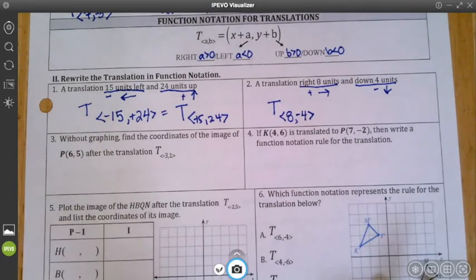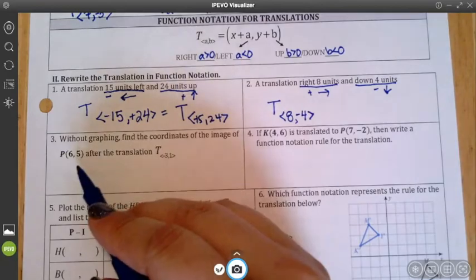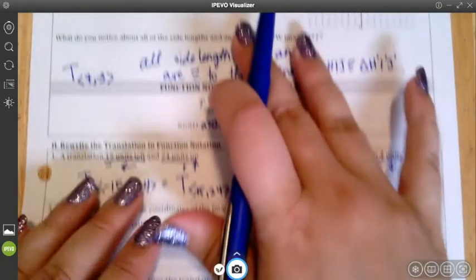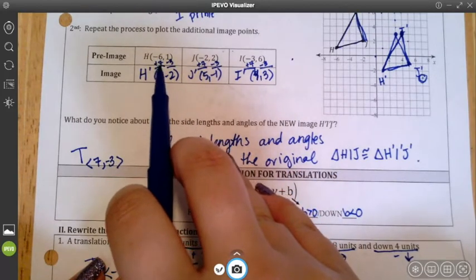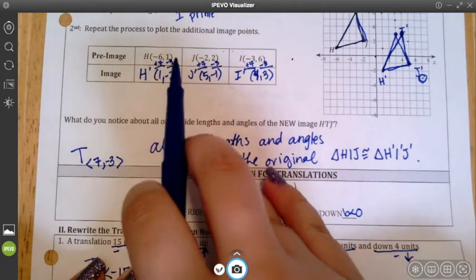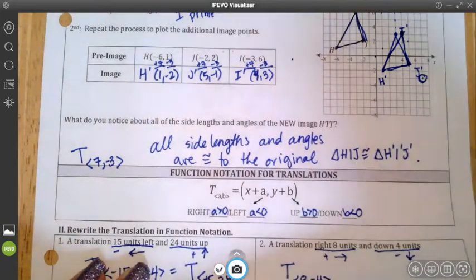In example 3, we're doing something a little bit different. We're given the transformation and we want to move that point. So remember up above, when we were moving the point, we just added it to the transformation. Negative 6 plus 7 gave us positive 1. 1 minus 3 gave us negative 2.